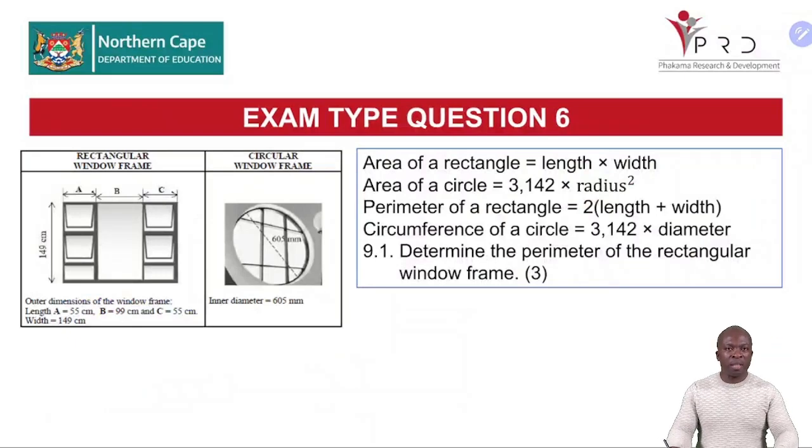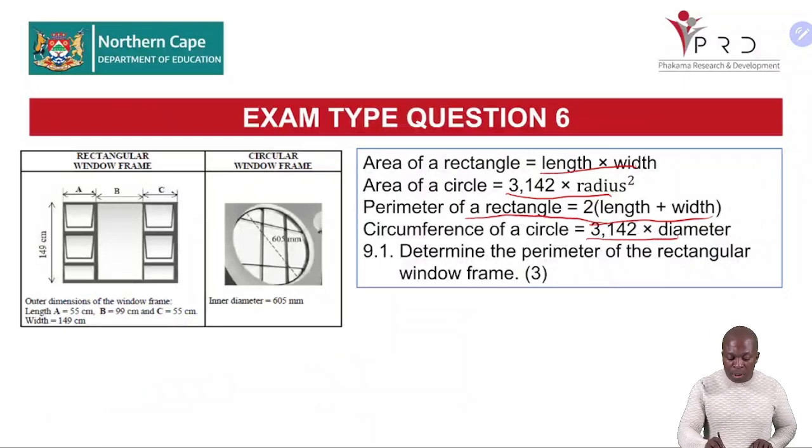Possible exam type questions. Question 6. They have given us the measurements of the various parts. Area of a rectangle, this is the formula. Area of a circle, pi r squared. Perimeter of a rectangle, they said 2 into bracket L plus W. We've done that before. Circumference, they have given us the formula. Then the examiner says 9.1. No, it's supposed to be 6.1. It says determine the perimeter of the rectangular window.